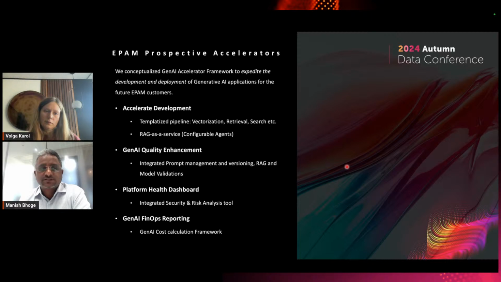And there is a very nice dashboard that we created out of it, which shows that, okay, you're not hitting any risk and your platform health is good.